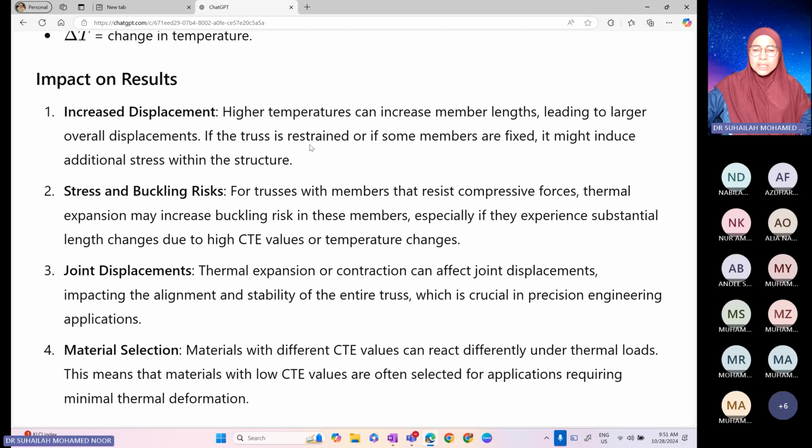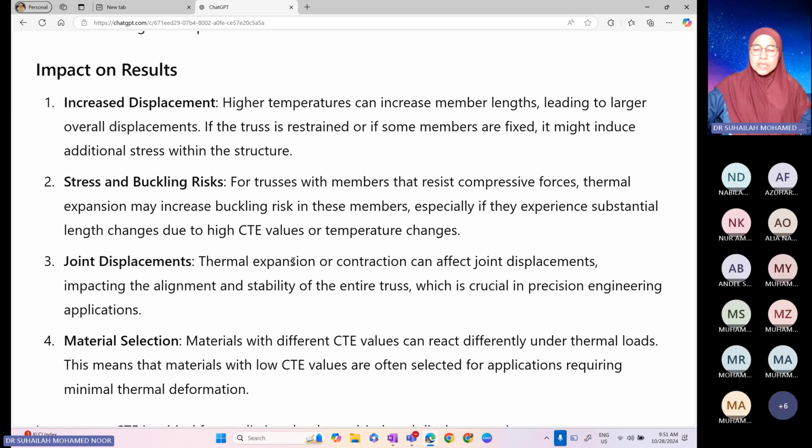Okay, if the truss is restrained or if some members are fixed, it might induce additional stress within the structure. Okay, stress and buckling risk. For trusses with members that resist compressive forces, thermal expansion may increase buckling risk in these members, especially if they experience substantial length changes due to high CTE values or temperature changes.